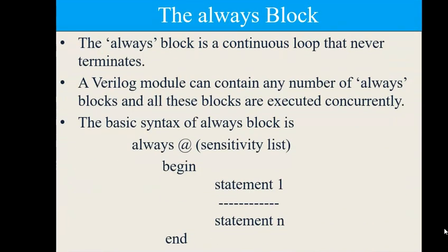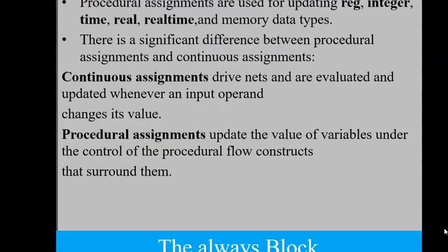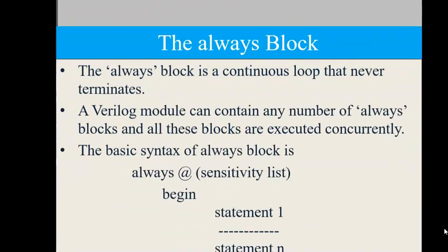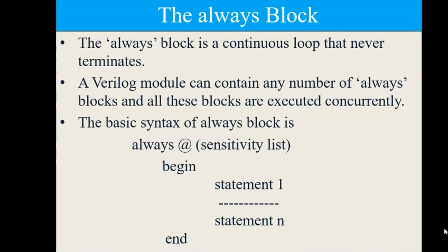As you have seen on the earlier slide, this procedural block contains two important constructs. One is the always block and the other is the initial block. First, let us consider the always block. The always block is a continuous loop that never terminates. This is the most important thing. In any Verilog behavioral model, the always block is a continuous loop. It will be in a loop, whereas the initial block will be executed only once. We'll come to that point afterwards also.